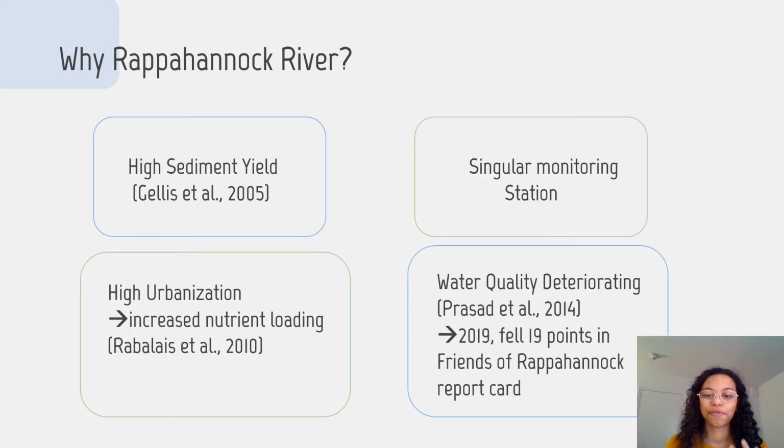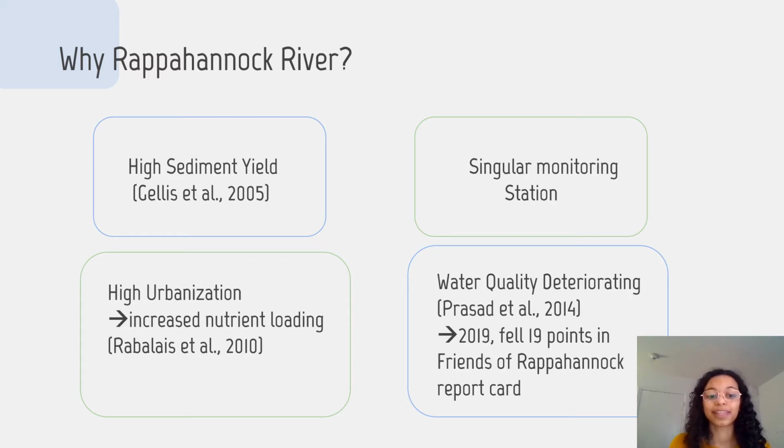So the Rappahannock River is also impacted by high amounts of sediment. It's listed as the river that has the highest annual sediment yield of the rivers in the Chesapeake Bay watershed, and it only has one monitoring station compared to the 24 monitoring stations of the James River. So therefore, a lot less is known about the Rappahannock River, which makes it a great river to study and learn more about. In addition, the Rappahannock River has been experiencing high amounts of urbanization.